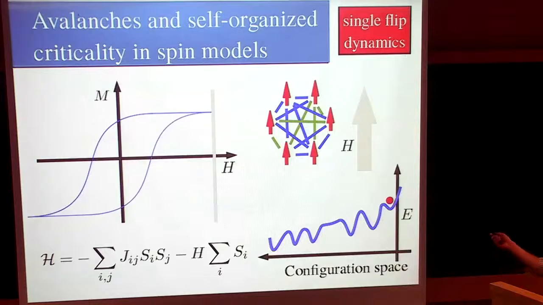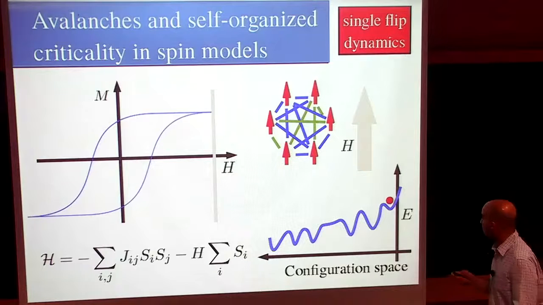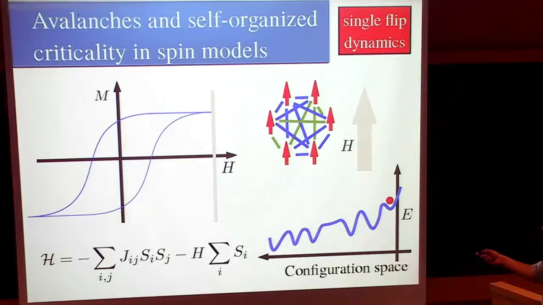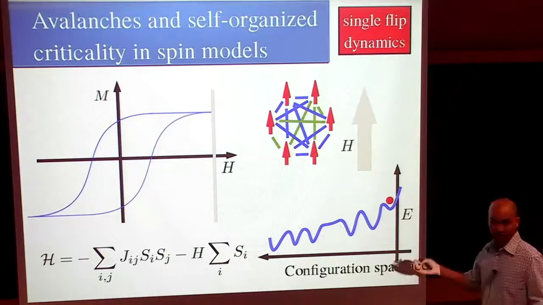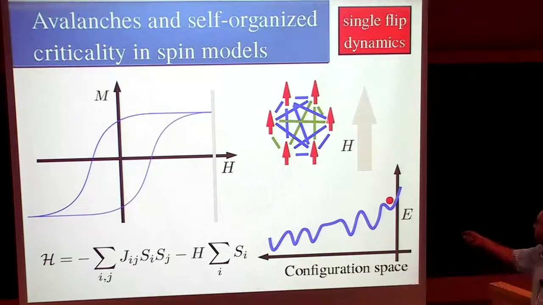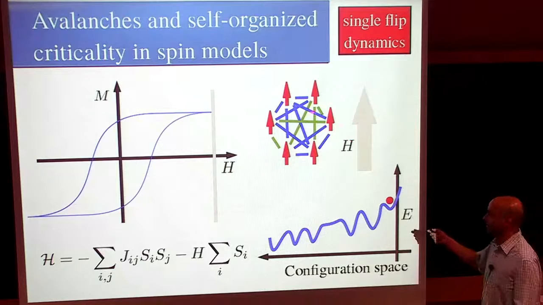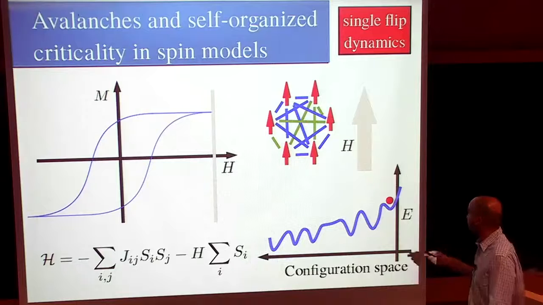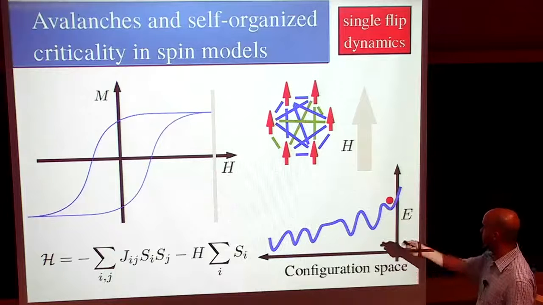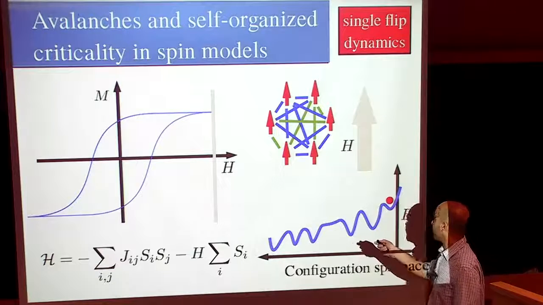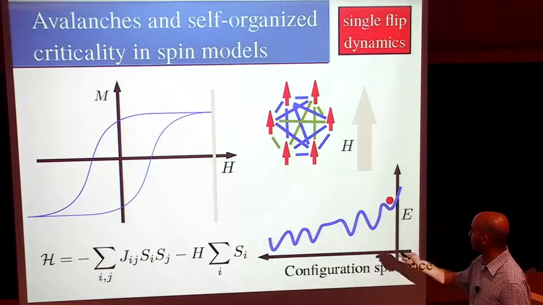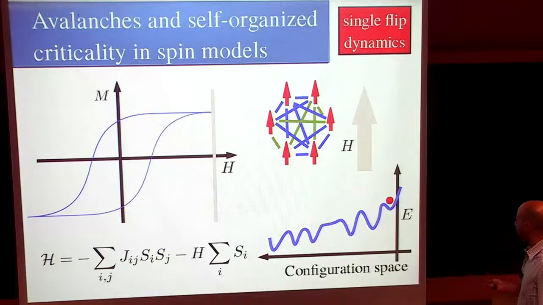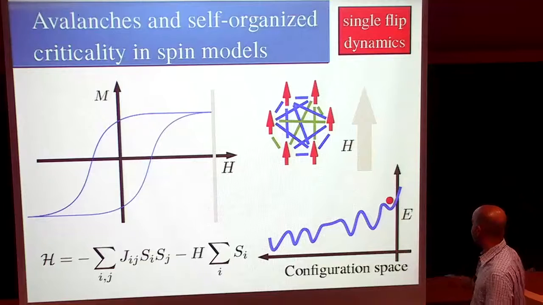Here I show you how they did it. They start with a fully magnetized system. Here we have the system where all spins point in one direction, and this is a fully connected system with random bonds. Here we have the hysteresis loop. They start with a very strong field. Here's the magnetization, and here we have just a cartoon of the energy landscape and the configuration space.